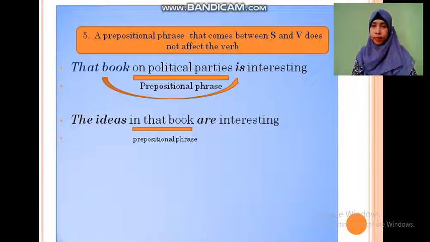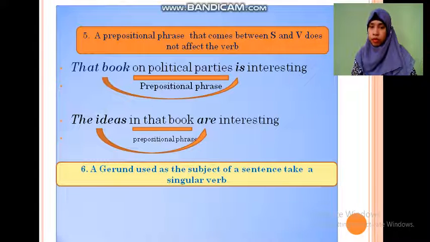So in that book, it shows that it is a prepositional phrase. So the ideas and are should be a match. The ideas are plural, so the verb should be plural too.